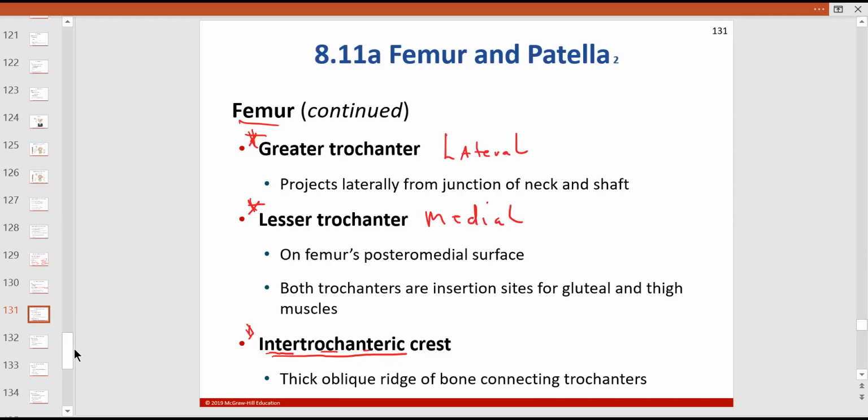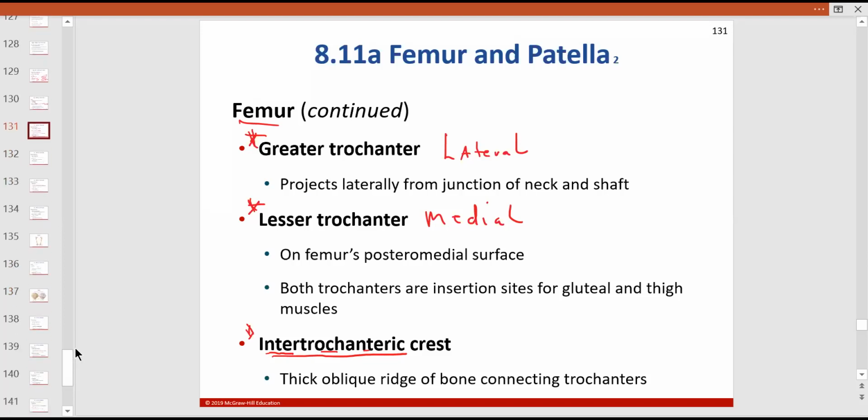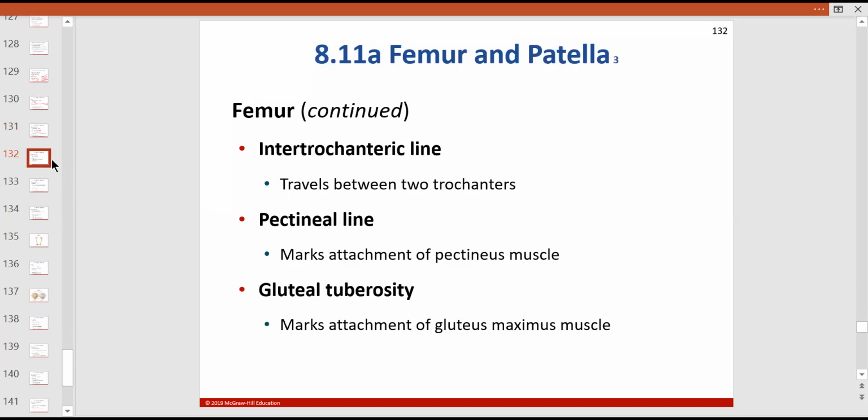So tubercle and trochanter, what's the difference? Nothing really. Nothing different besides the name and the thickness of the part, the bone marking. So the humerus has the bone markings tubercles. The femur has the bone markings trochanters. And they're both proximal. Okay, so you have an intertrochanteric line.